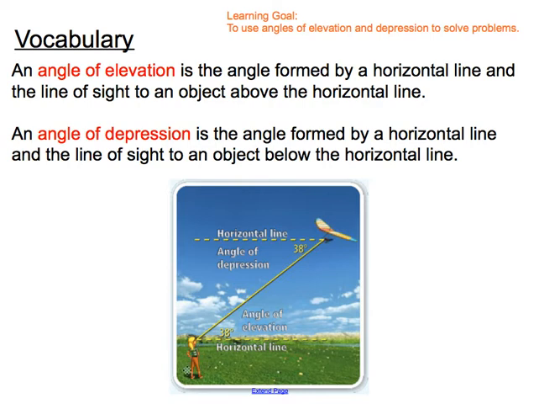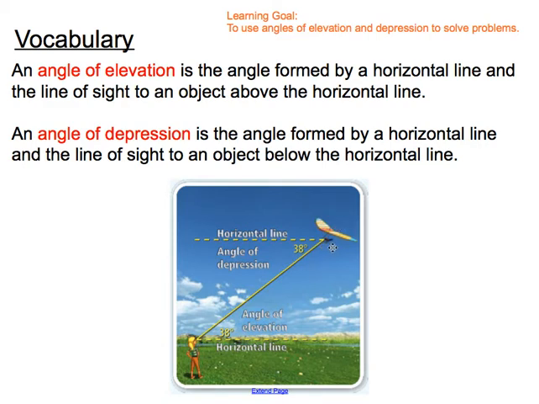So here we have a girl looking up at a hang glider. If she was to look straight out along the horizon, she'd be looking along this dotted line. But instead she's looking up, and she's looking up at an angle of 38 degrees. So the angle of elevation from this girl to the hang glider is 38 degrees.